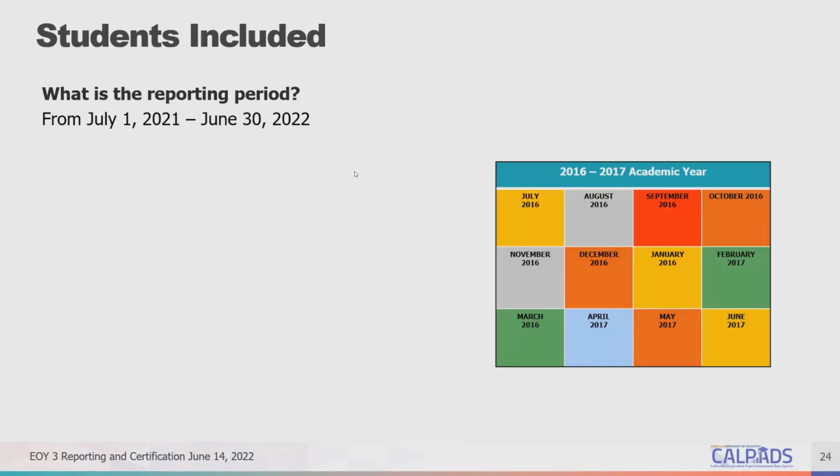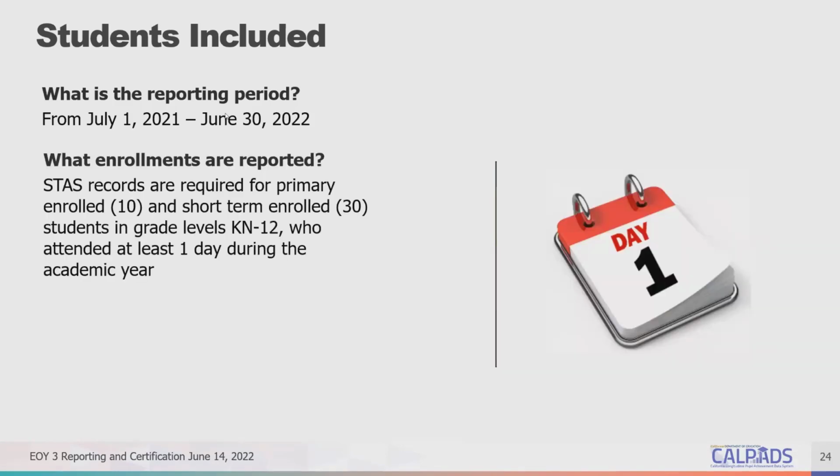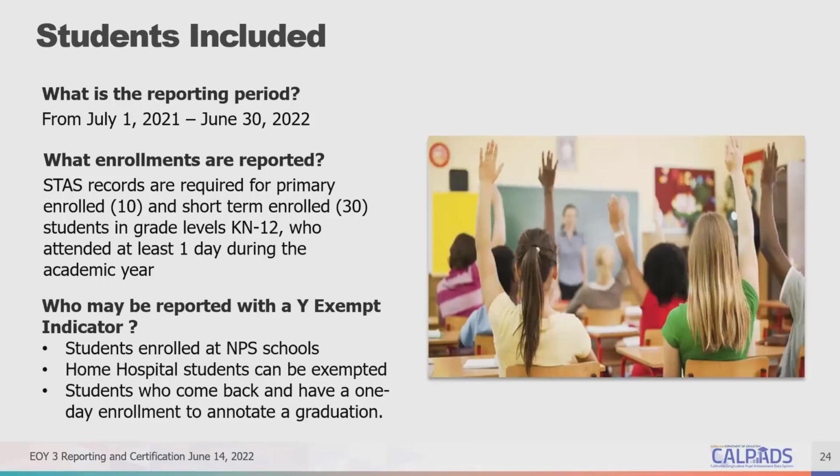The students that are reported would have an enrollment from July 1st, 2021 to June 30th. So if they're enrolled for at least one day at any time during the academic year, it's possible that they may have a status record required. The primary and short-term enrollments are required. Secondary and non-ADA or enrollment status 50 are not required. All of these students must have a status record.